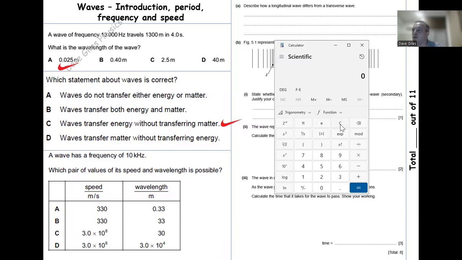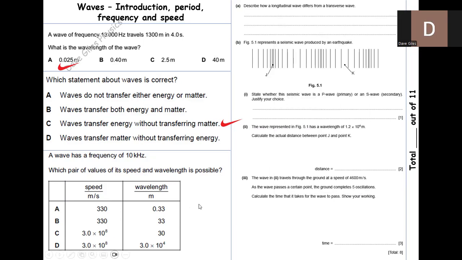So hopefully it's going to be the last one, but we'll double check. So it's 3 by 10 to the 8, divided by 3 by 10 to the 4. So 3, then 1, 2, 3, 4, which does give me 10,000. So therefore, the answer is going to be D.